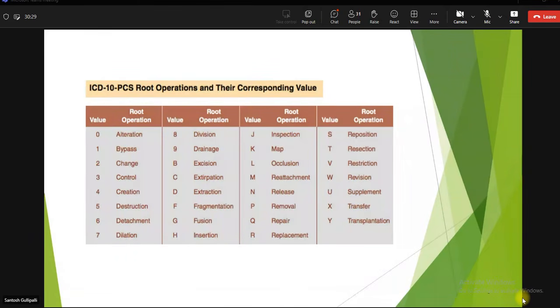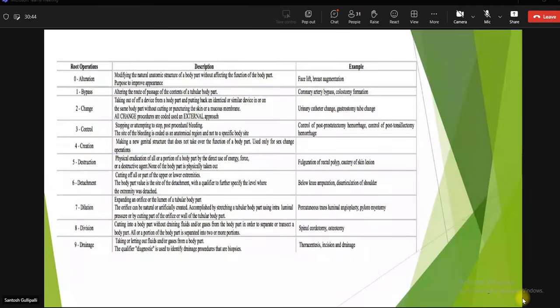These are the overall 31 root operations in ICD-10 PCS, guys. We will discuss the definitions of alteration, bypass, and the rest one by one in the next classes.